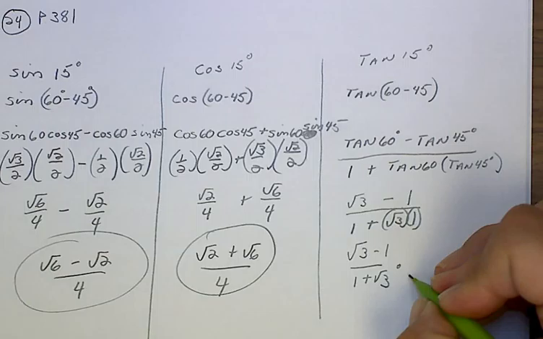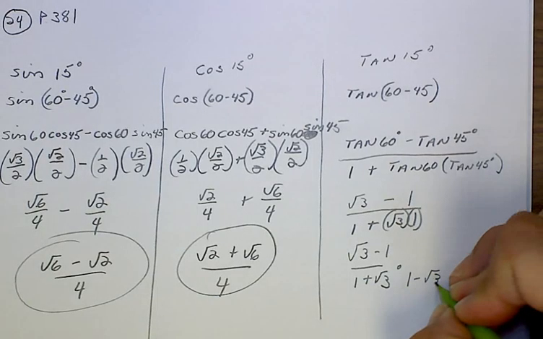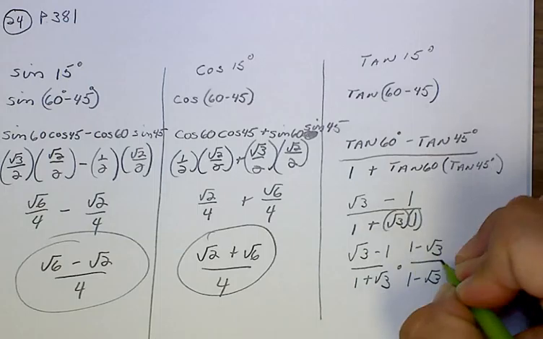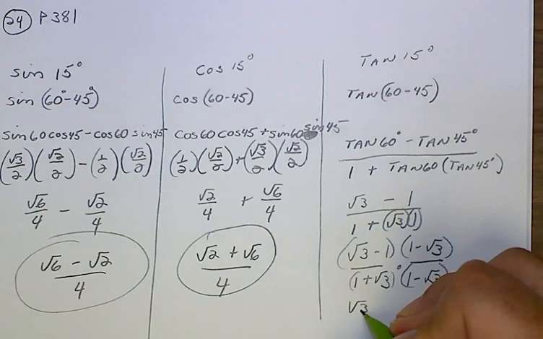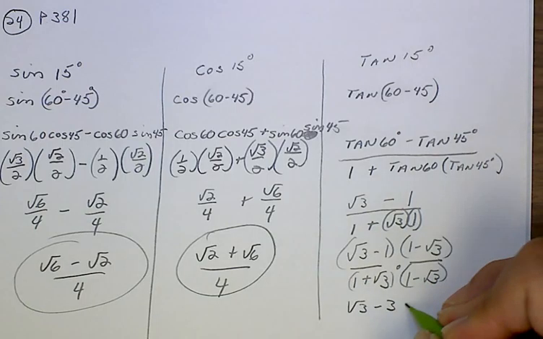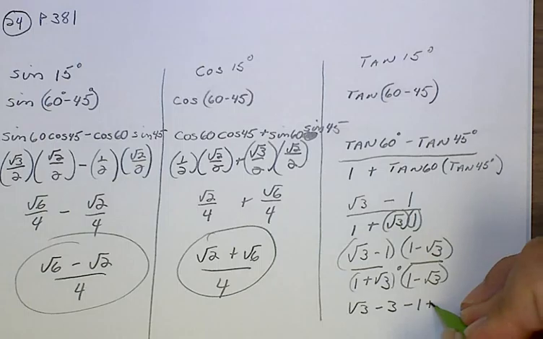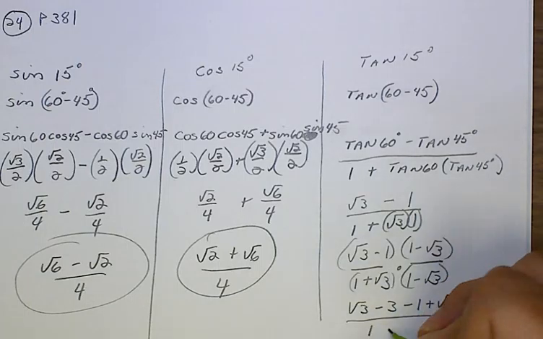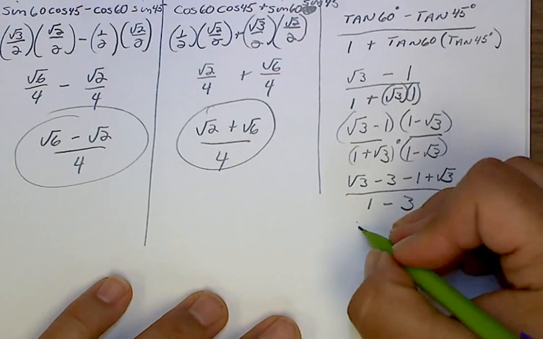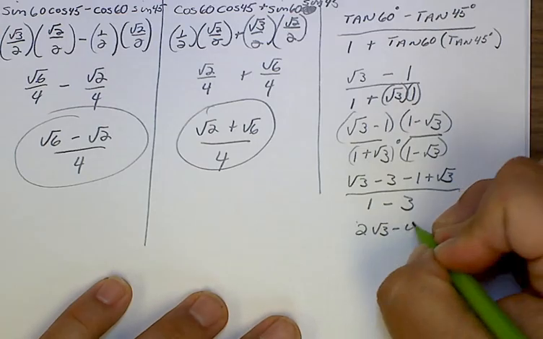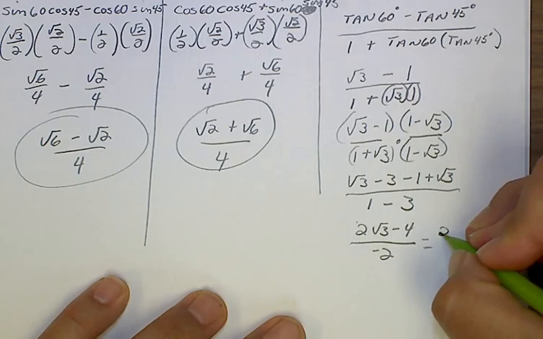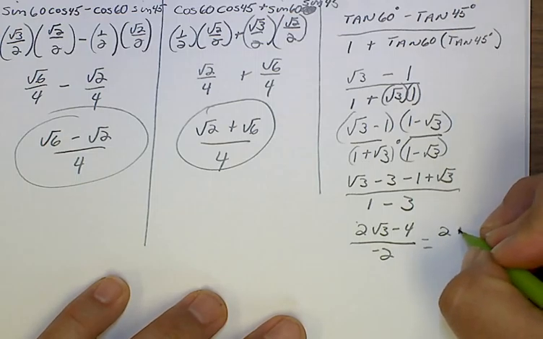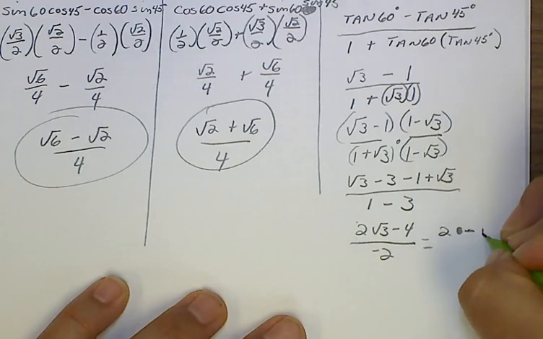Rationalize the denominator by the conjugate, 1 minus the square root of 3, 1 minus the square root of 3. When we multiply that out, in the numerator you get the square root of 3 minus 1 plus the square root of 3 all over 1 minus 3. On top it is, scoot this up, 2 square roots of 3 minus 4 all over negative 2. As I clean this up more, I become positive 2 minus the square root of 3, and that is my answer.